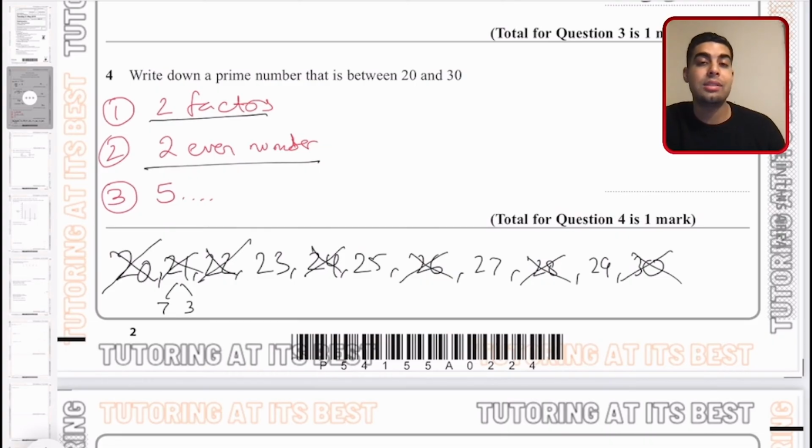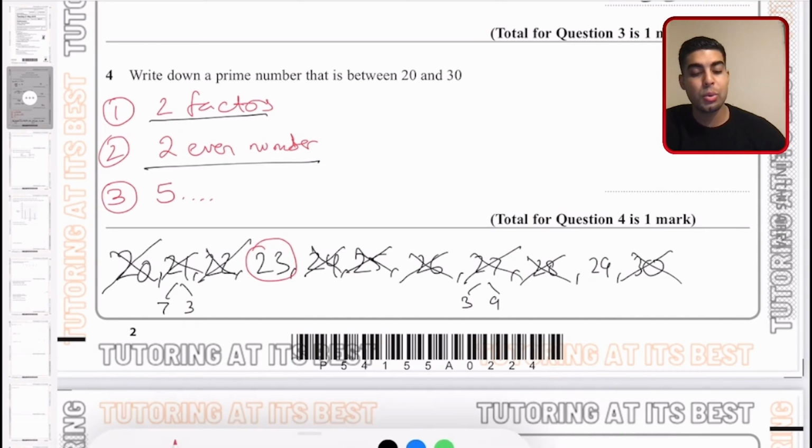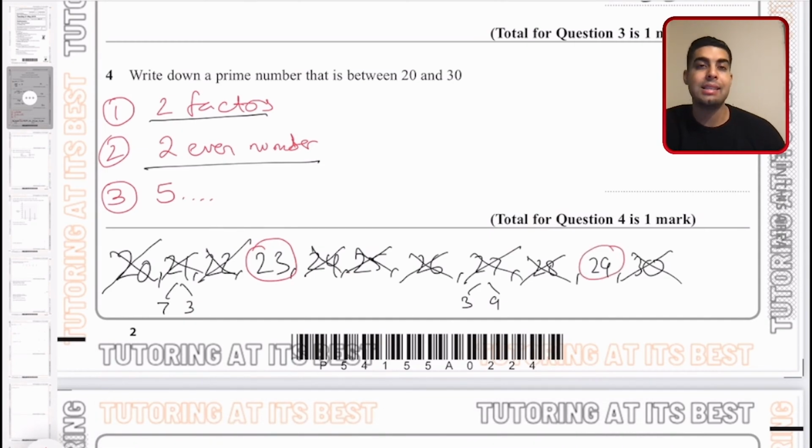23, on the other hand, does have two factors, which is 23 and 1, so we can now circle that. 25, on the other hand, goes against our third rule, which is that 5 is the only number that ends in 5 that is a prime number, so we can cross that out. 27, on the other hand, has 3 and 9 as factors, so again that's more than two factors, so we can cross that out. However, finally, 29 is actually a prime number as it has two factors, and that's 1 and itself. So again, as it asks us to write down a prime number, it can be either 23 or 29. I'll go for 23, and let's now move on.